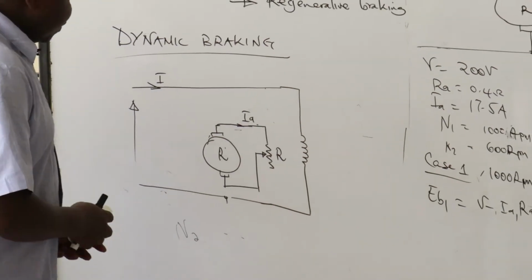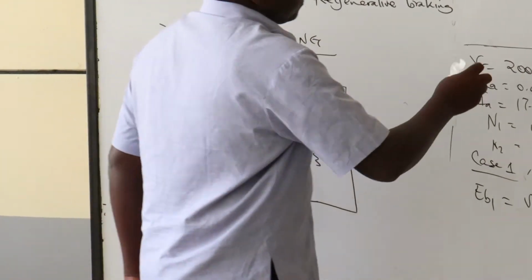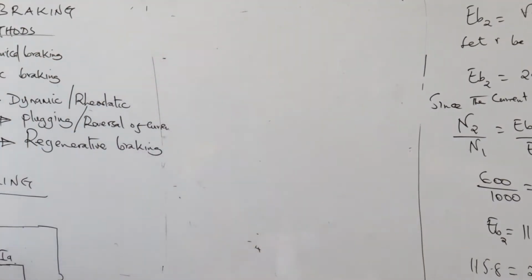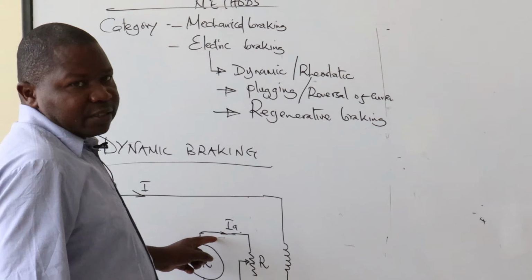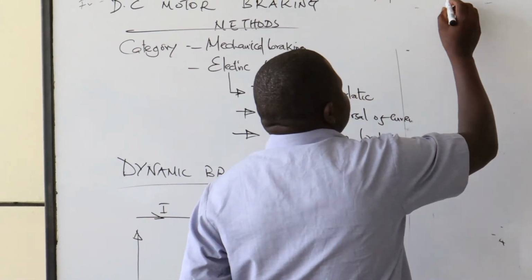So we need to get the equation for this. We want to get the current moving here, the armature current. So the armature current, this is the equation.